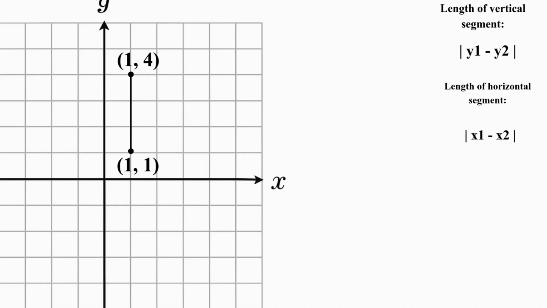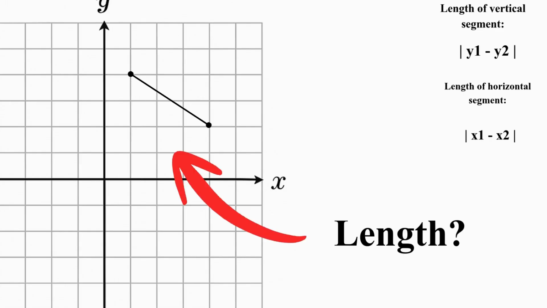Now I'm going to put those formulas right there. Now I have a question. How do we find the length or the distance between these 2 points? It's kind of tricky, isn't it? Because we don't know how to find them. We can't really rely on those 2 formulas because this is a diagonal line and not a horizontal or vertical.